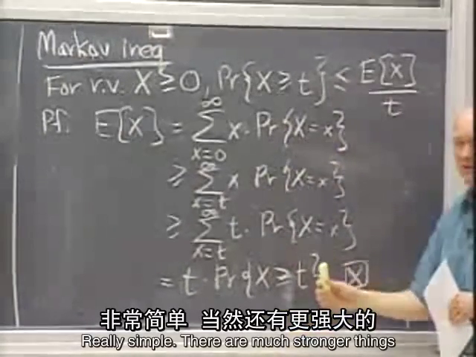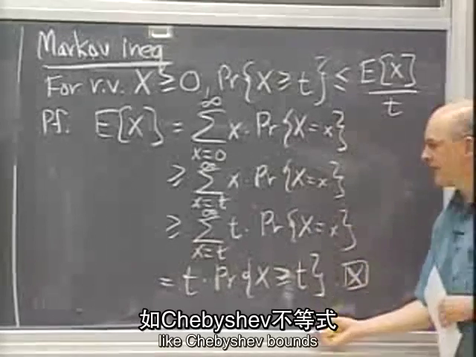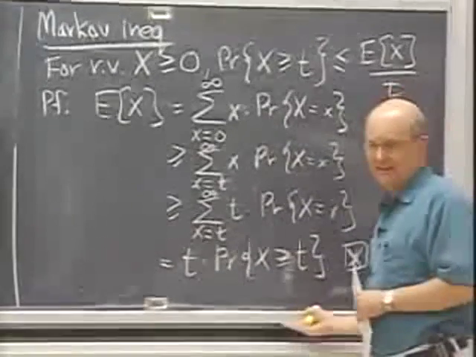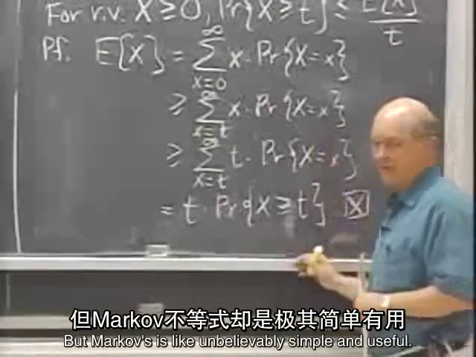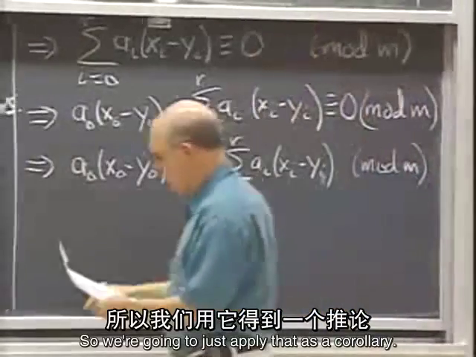There are much stronger things like Chebyshev bounds and Chernoff bounds and things of that nature. But Markov's is unbelievably simple and useful. So we're going to just apply that as a corollary.